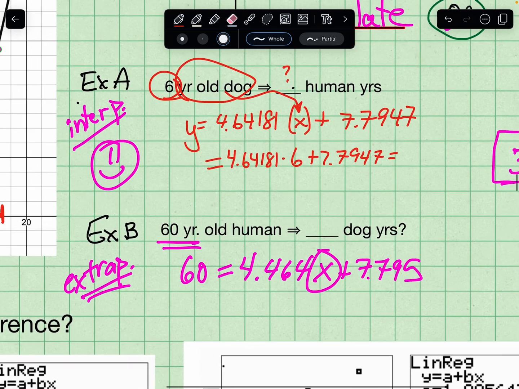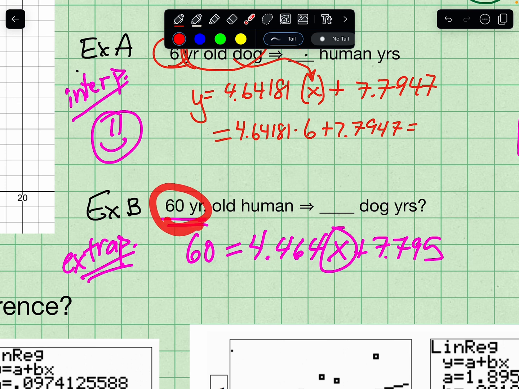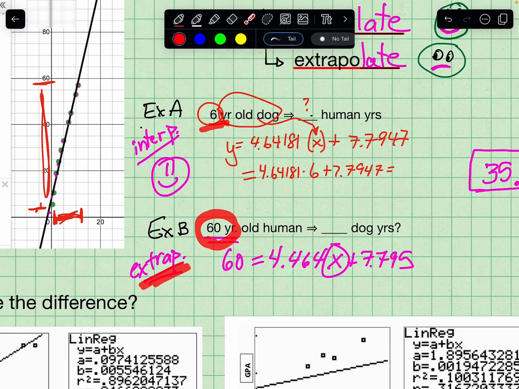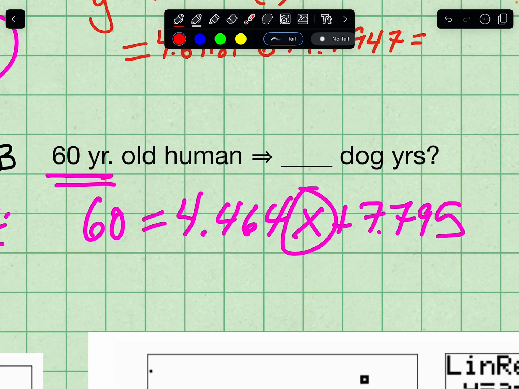All right. Now, if I were to reverse this process, be careful. If I was to do this with a 60-year-old human, I am now extrapolating. Notice the 6-year-old dog is interpolating because the 6 is right between my range of years that I have data for. But the 60 is extrapolation because 60 is out of bounds, way up there. So this time I'm going to plug the 60 in for the y. So now I have to solve. What x value would generate a value of 60?